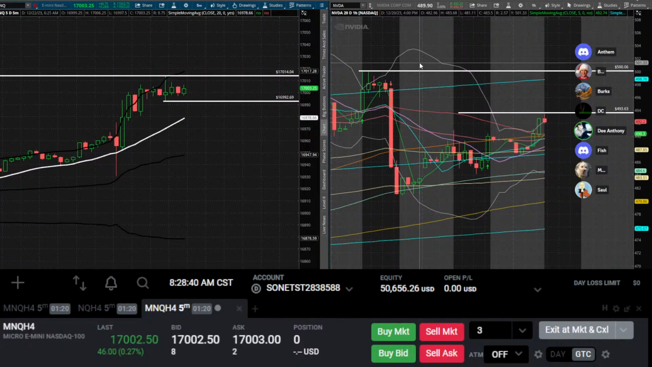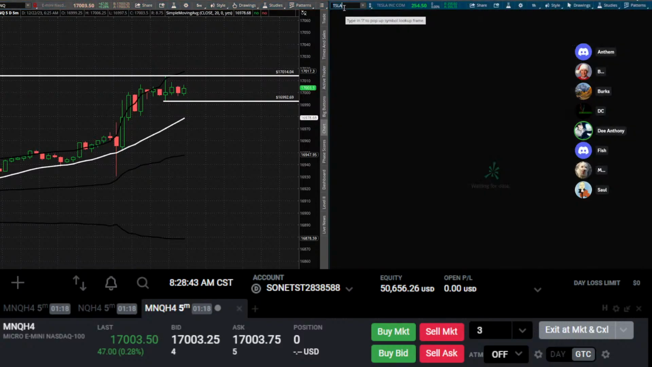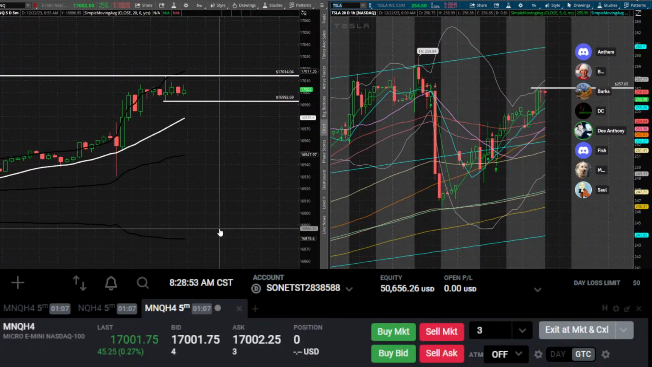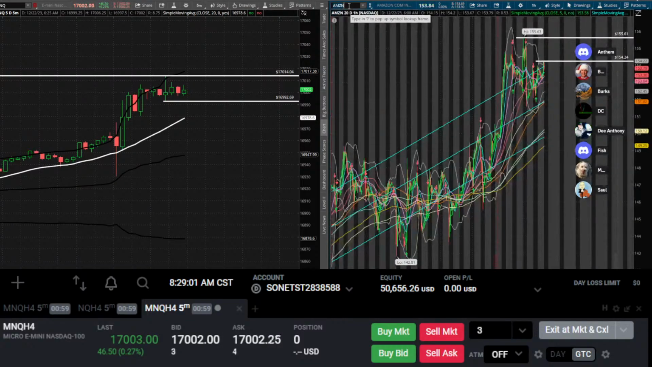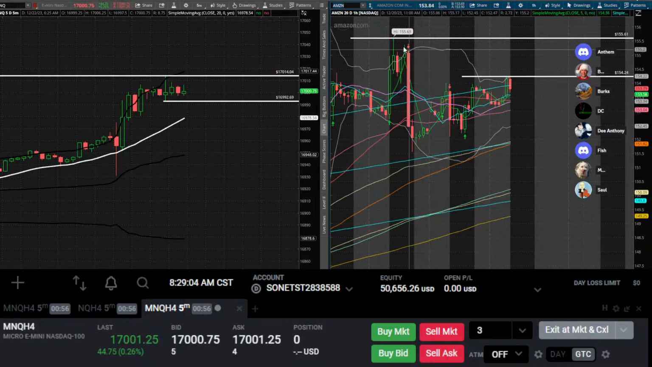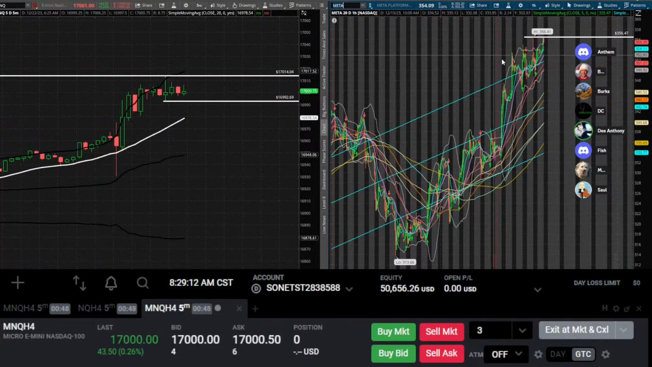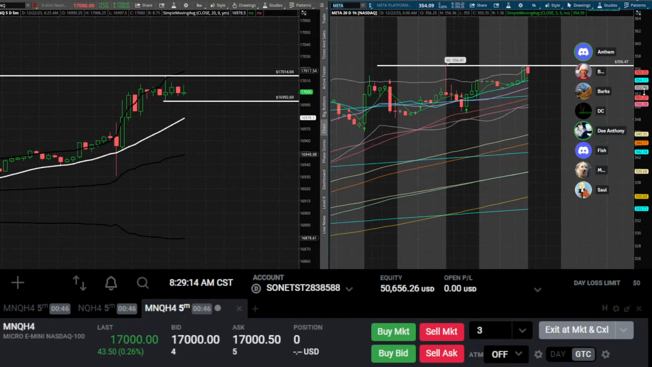A little bit of a pullback into the Bollinger Band on the video. Tesla as well, but these Bollinger Bands are opening up on the Tesla side, 257.78. Meta still looks good as well, guys. 356.41.